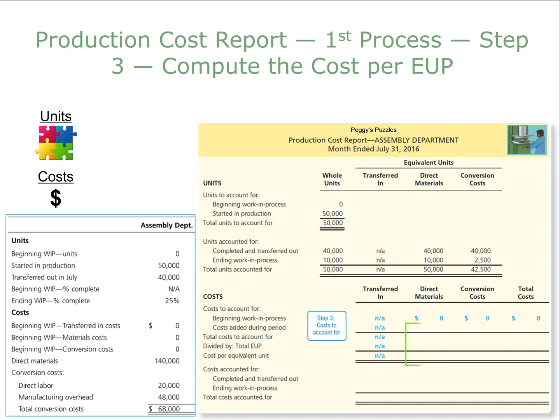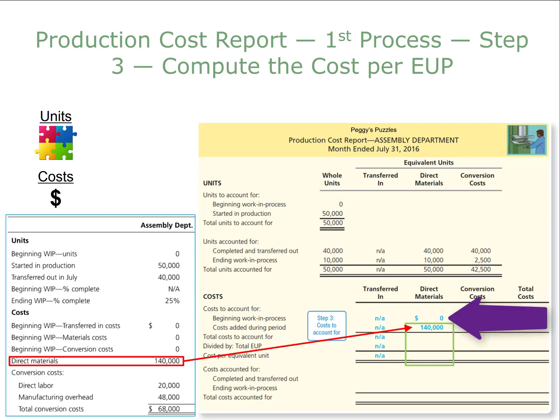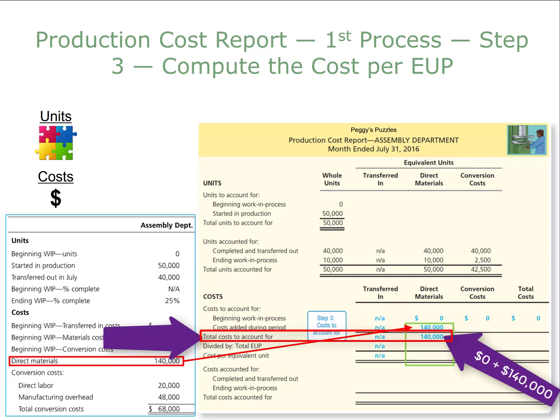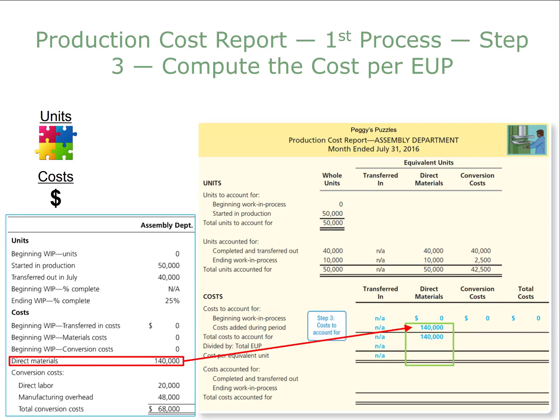Next, we'll complete the direct materials column. The first thing we need are the costs for direct materials, which we get from the data box. So it looks like this department used $140,000 for direct materials like cardboard, pictures, and glue. Then we add the 0 for the beginning work in process costs to the $140,000 of direct materials, and we get $140,000 of costs to account for. Next, we divide by total equivalent units of production, which we get from up above in the units section of the report.